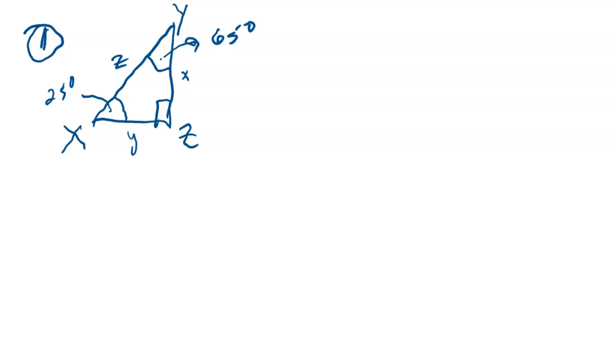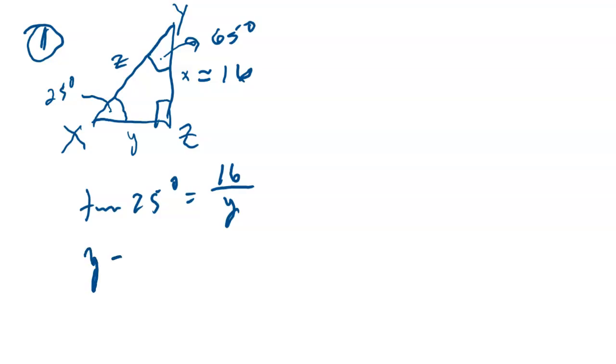Now I have to find all the sides. I just do trig values. Just pick one. This is really awkward. Which trig value am I going to pick? Oh, they give you x. Thank God. They give you x is 16. So let's figure out what y is. I'm going to say tangent of 25 degrees is 16 over y. I guess cotangent would have been better. So I get y is equal to 16 over tangent of 25 degrees as my first answer.